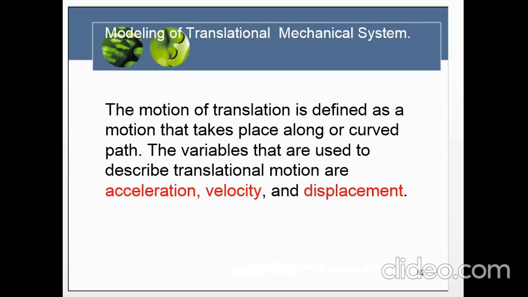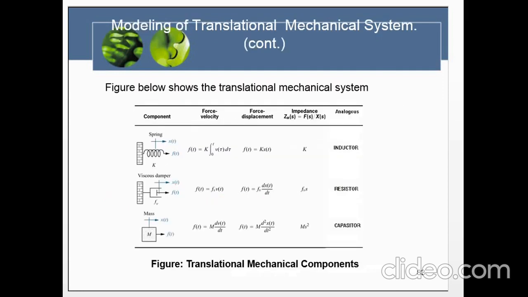Translation is defined as a motion that takes place along a curved path. The variables that are used to describe translation motion are acceleration, velocity, and displacement.